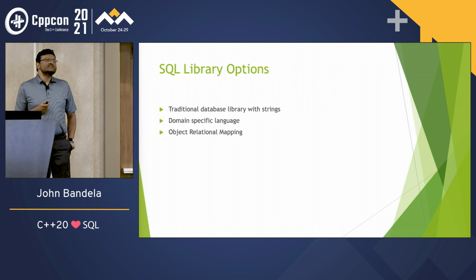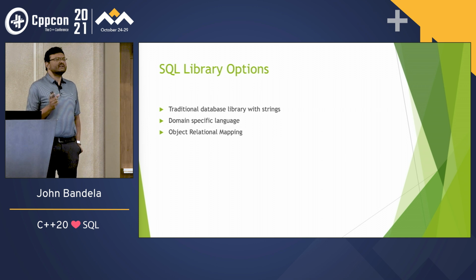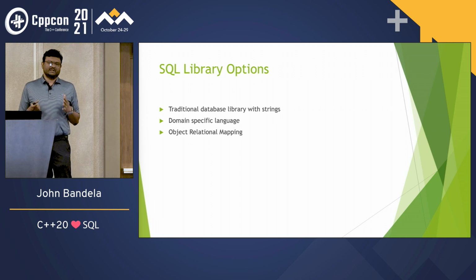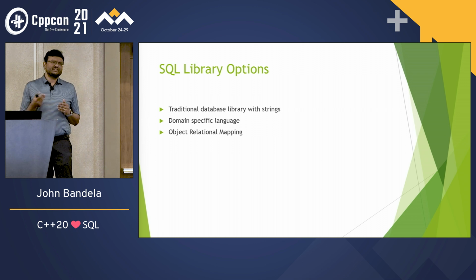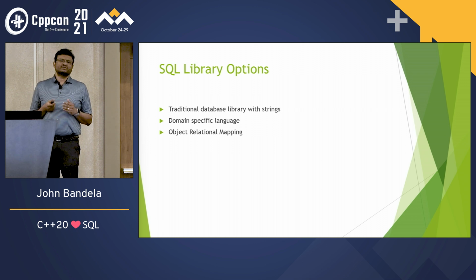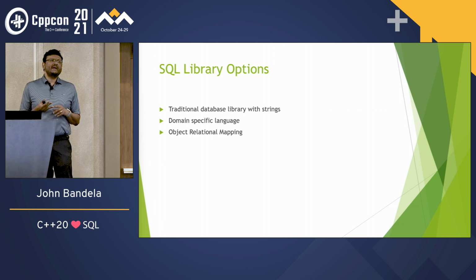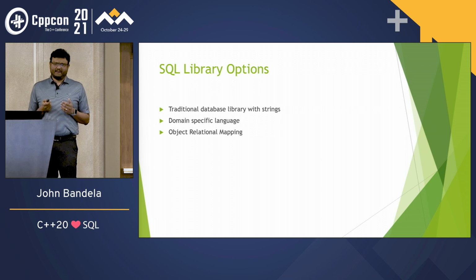All right. So in terms of C++, how can we interface with SQL? Now we're in the C++ mode. There are three main ways, going up in abstraction away from SQL. There are traditional database libraries that just use strings, there are domain-specific languages, and you can do object relational mapping.